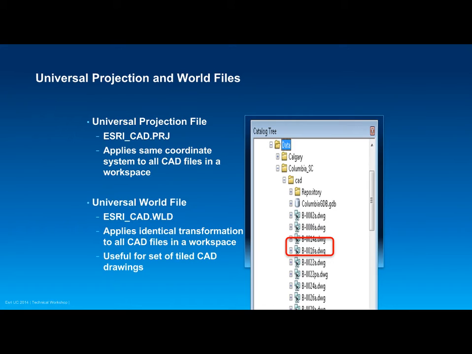Esri uses a universal projection file, or a .prj file, that applies the same coordinate system to all CAD files in a workspace. When you georeference data using the georeferencing toolbar, you create a world file. These .wld files apply the georeferencing transformation to CAD files, and it works for all the subset of feature classes within a CAD feature data set.